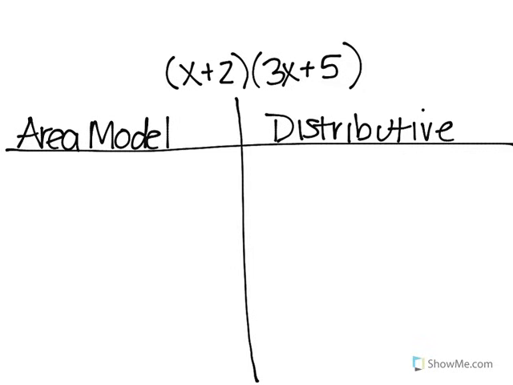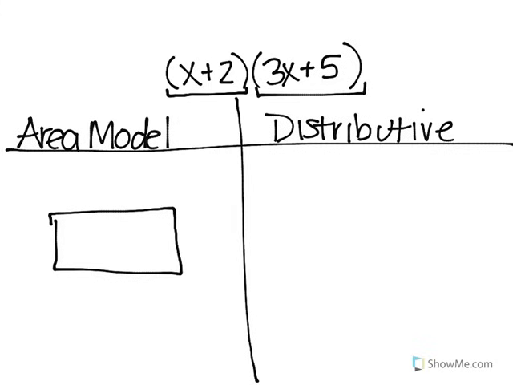With the area model, I'm going to start out with a rectangle. The reason I start out with that rectangle is because I have two factors. I have a factor of x plus 2 and another factor of 3x plus 5. Whenever I am multiplying two factors, I can always model that with a rectangle.